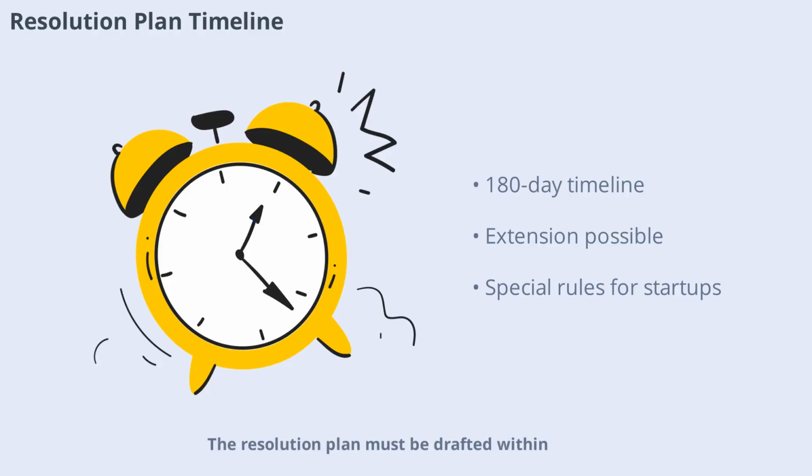Resolution plan must be drafted within 180 days from the insolvency commencement date. A one-time extension not exceeding 90 days can be granted if the adjudicating authority is satisfied that CIRP cannot be completed within 180 days. For startups and small companies, the resolution period is 90 days, extendable by 45 days. These timelines ensure that the process is swift and efficient, minimizing disruption to business operation.